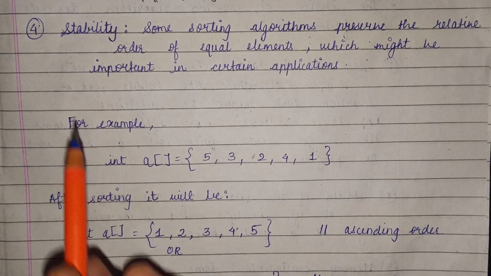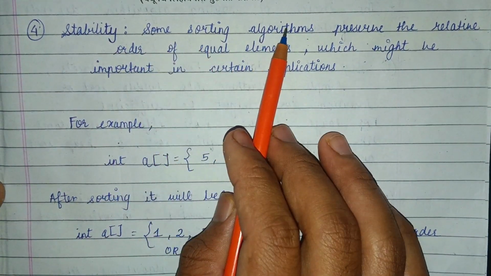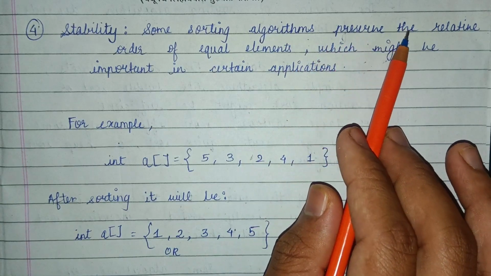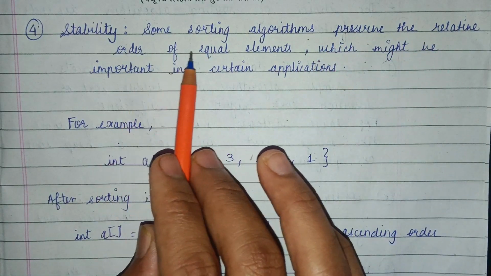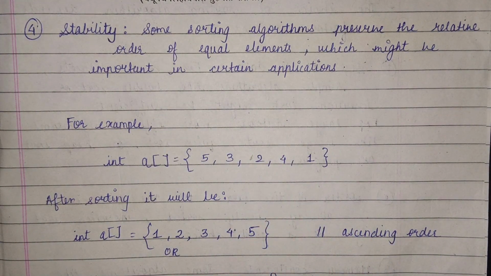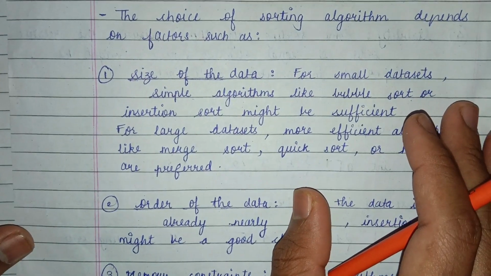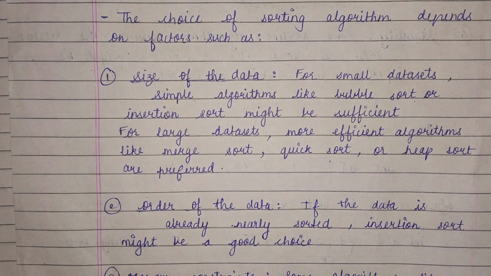So the fourth point will be stability. Some sorting algorithms preserve the relative order of equal elements, which might be important in certain applications. These are the four factors on which the choice of algorithm depends.